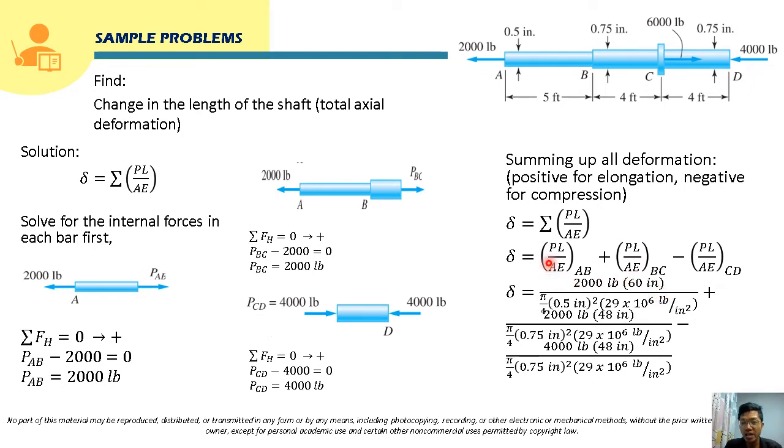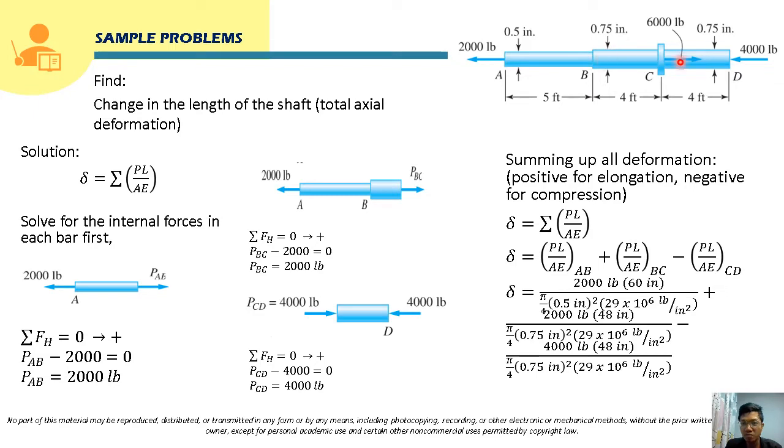Over the area. For the area of segment AB, the diameter here is 0.5. The formula for the circular cross section is pi over 4 times the diameter squared, so that will be pi over 4 times 0.5 inches squared. This is okay since the diameter is in inches; we have to be consistent in our units. Then for E, that is given as 29 times 10 raised to 6 pound per inch squared. So that is for segment AB.